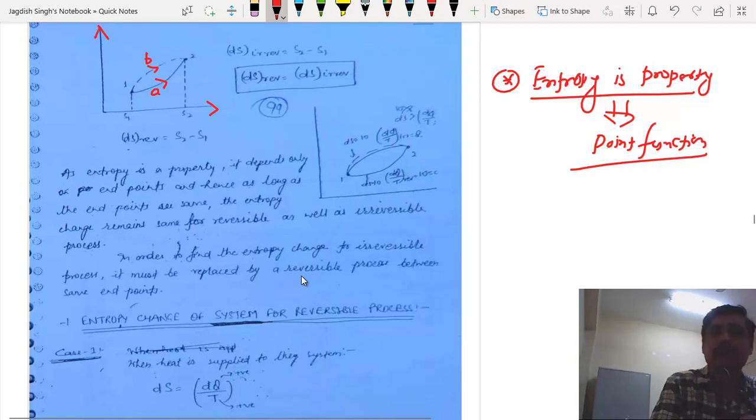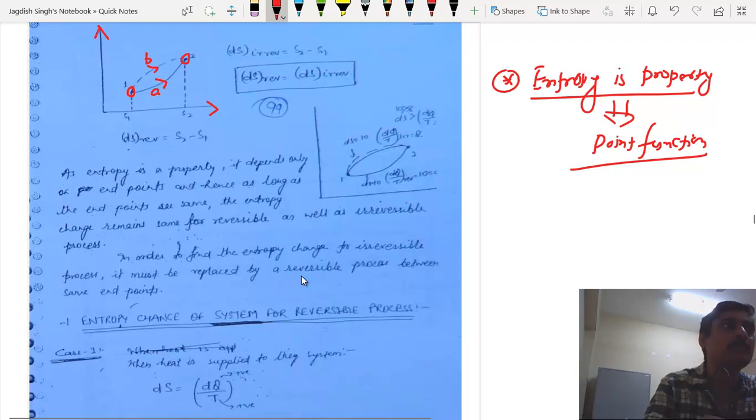Therefore, since we have already seen that entropy is a property, it does not depend on path. So the entropy change for both processes will depend upon the initial and final point. Whether it is a reversible path or irreversible, it does not depend on path. So whenever we have to find the entropy change for an irreversible process, what we have to do is replace this irreversible process by a reversible process, right?